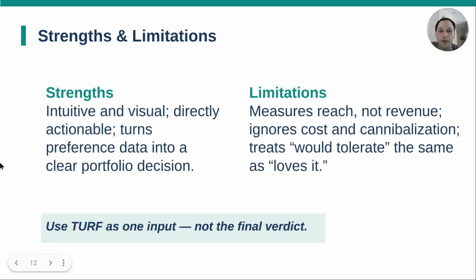Let me be balanced about this. Turf's strengths are that it's intuitive, it's visual, and it turns preference data into a clear, actionable decision. But know its limits. It measures reach, not revenue. It doesn't know that one flavor is more profitable than another. It ignores cost and cannibalization. And it treats "I tolerate this" the same as "I love this." So use Turf as one important input into your decision, not as the final verdict.